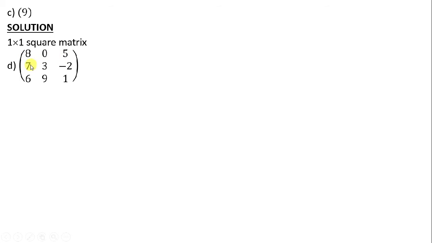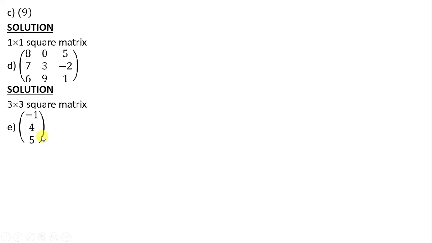First row has 8, 0 and 5. Those are the entries. Second row has 7, 3, -2. Third row has 6, 9 and 1. First column has 8, 7 and 6. Second column has 0, 3 and 9. The third column has 5, -2 and 1. Since it has the same number of rows, it has 1, 2, 3 rows and 3 columns. This is a 3 by 3 square matrix.